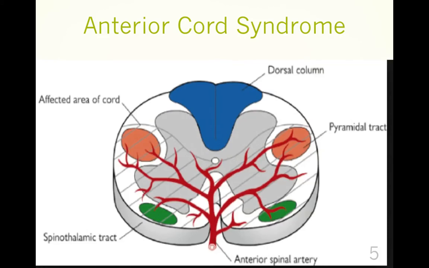This is just another picture of the spinal cord showing where anterior cord syndrome impacts it. It's all this grayed out area here. As you can see, the spinothalamic and the corticospinal tracts are being impacted by the reduced blood supply from the anterior spinal artery. There's some sort of blockage here, and because of it, you're getting ischemia in this whole area of the spinal cord. Other than trauma, as I mentioned earlier, any occlusion of this artery will lead to ischemia of the spinal cord.